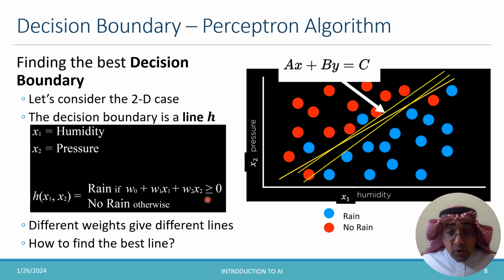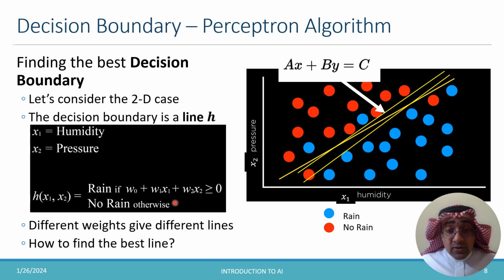And if you look at this equation over here, this is nothing but an equation of a line. We have w0 + w1 x1 + w2 x2, which is nothing but an equation of a line. You can rearrange this and make it in the form y = mx + c. But we have reformed this equation, and we've written it in this way mathematically.